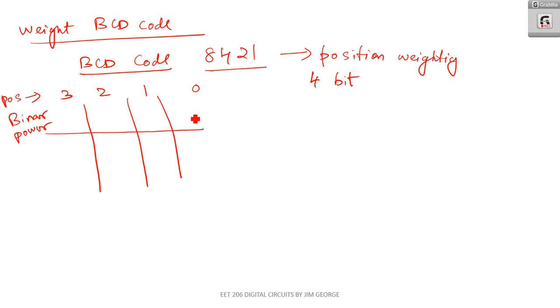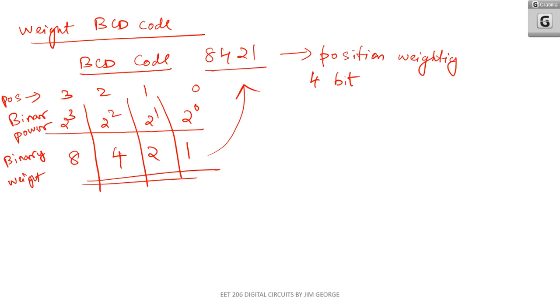So what will be the binary power? Here we will get 2 power 0, this is 2 power 1, this is 2 square and 2 cube. So what is the binary weight, or the position weight? 2 cube you will get as 8, 2 square is 4, 2 power 1 is 2, 2 power 0 is 1. That is why we are taking it as the 8421 code.